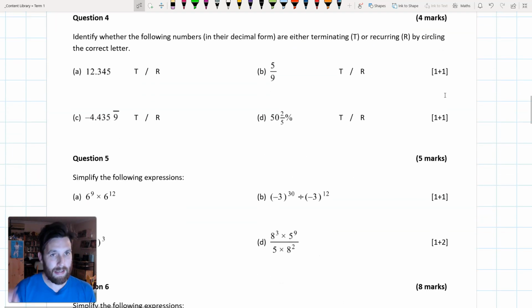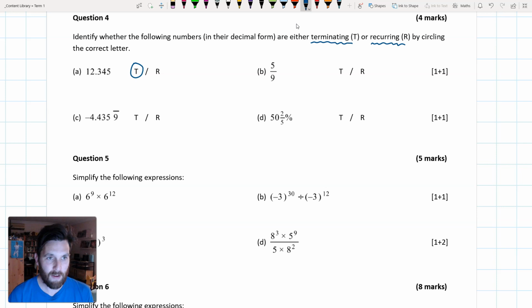Okay, we just spoke a little bit about recurring decimals or repeating decimals. So we've got to decide for these ones whether the decimal is a recurring one, i.e. is it going to go on forever, or is it going to terminate, which just means it finishes. And if we look at this first example here, 12.345, there's nothing indicating that the 345 repeats in any way. So even though we've got decimals here, the decimals are not going to repeat. We've just got 12.345 and that's it. So this one is a terminating decimal.